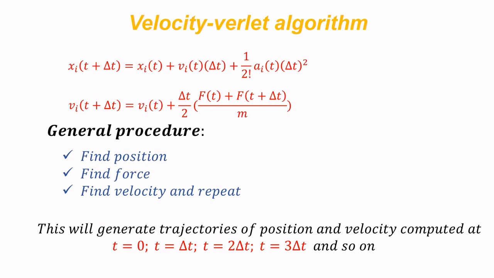So again I will find the position. I have initially found the position for delta t. After that I will find the position for delta 2t, delta 3t, and so on. In that way, this will generate trajectories of position and velocity that are computed at t equal to 0, t equal to delta t, t equal to 2 delta t, or 3 delta t, and so on.